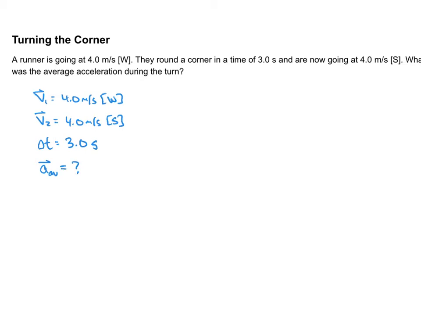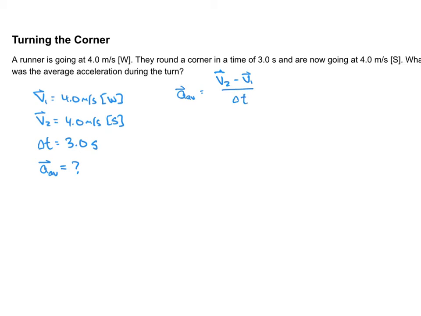So actually, it's not really the big five. It's actually just the definition of average acceleration. The formula for that is the change in velocity, so v2 minus v1 over delta t.